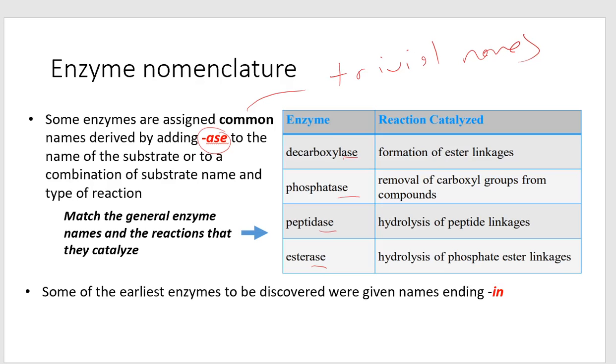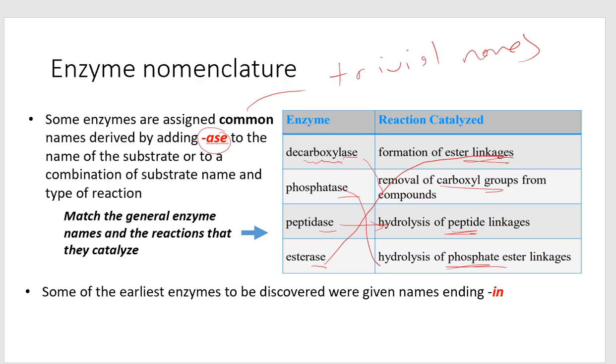So we have a table here, and here we can predict the general enzyme names and the reactions they catalyze. For example, we have decarboxylase. It catalyzes the removal of carboxyl groups from compounds. We have phosphatase. Here, it catalyzes the hydrolysis of phosphate ester linkages. Peptidase, hydrolysis of peptide linkages. Esterase, formation of ester linkages. So all of them are related.